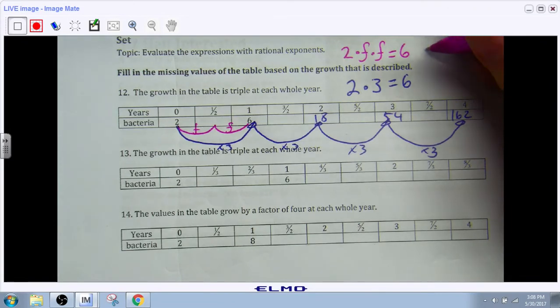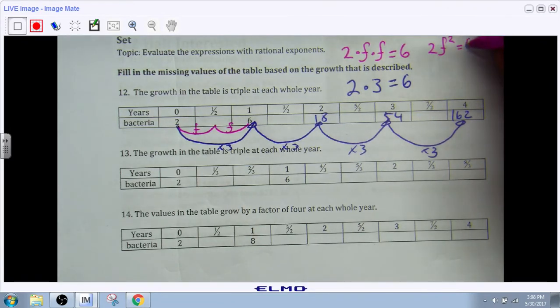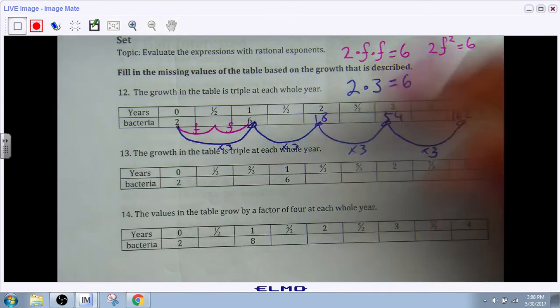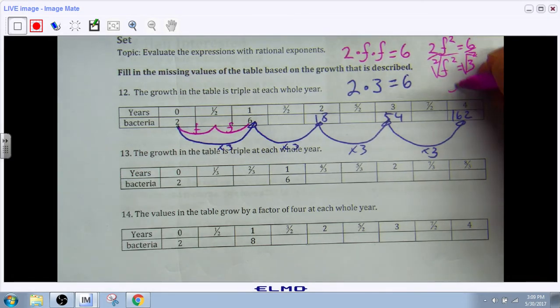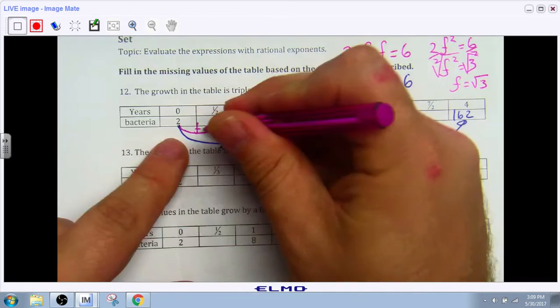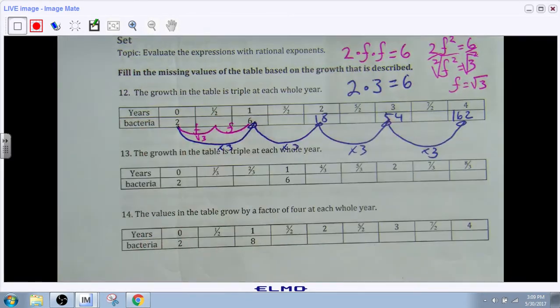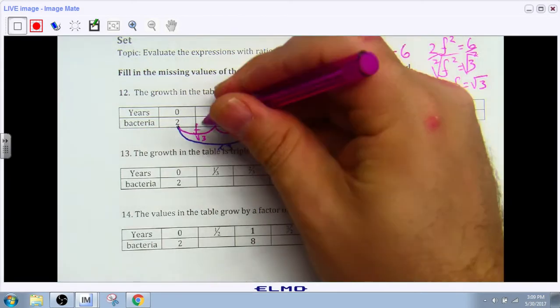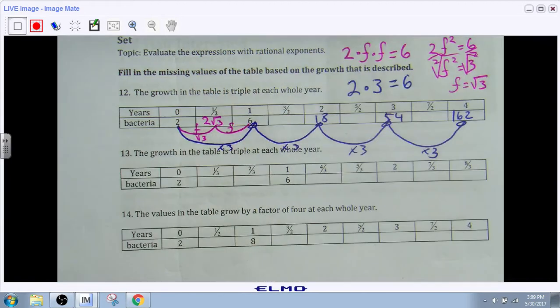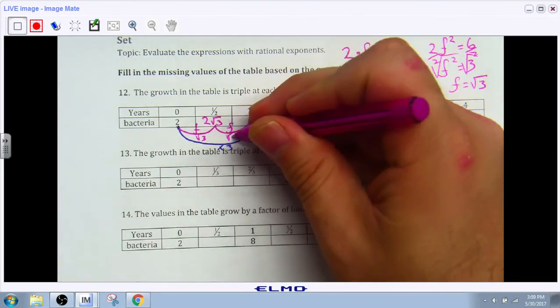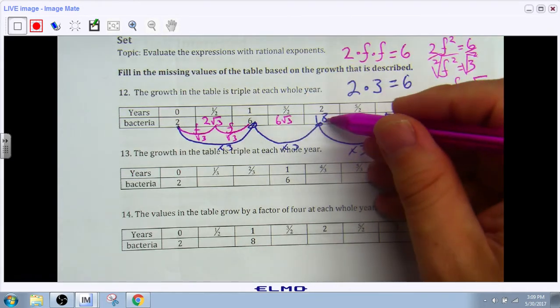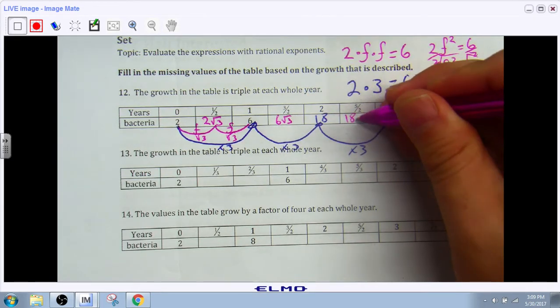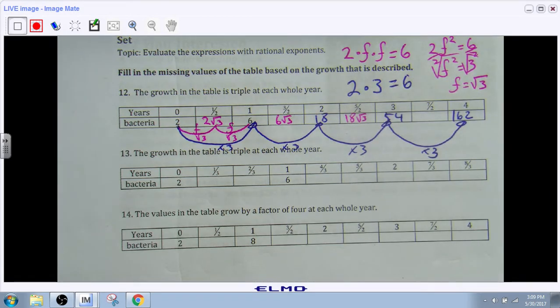That means that's the same as 2 times f squared equals 6, which means f squared equals 3, because if I divide by 2 each time I get 3. So that means f is the square root of 3. So I know that each of these little steps I'm doing the square root of 3. So this is actually 2 times the square root of 3. And then if I multiply by another square root of 3, that would give me 6. This is going to be 6 times the square root of 3. If I multiply by another square root of 3, I get 18. This is going to be 18 times the square root of 3, etc., etc.